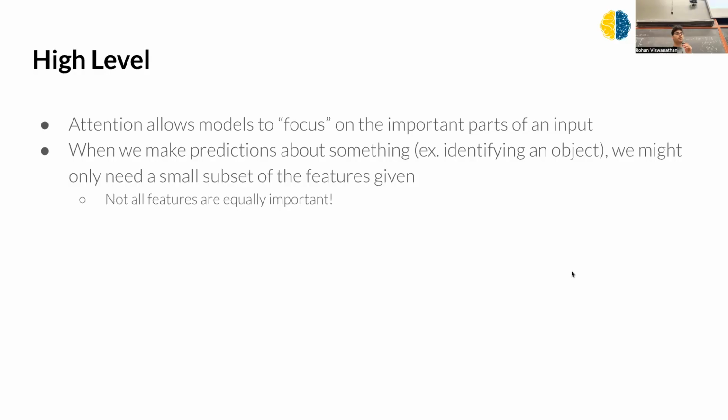So why attention? We want to be able to focus on certain parts of an input. So when we make predictions about something, for example, identifying an object or predicting the next word in a sequence or doing tasks that are sequence to sequence translations, we want only a subset of the features given. So this saves processing time, and it also makes us yield better predictions because not all features are equally as important.